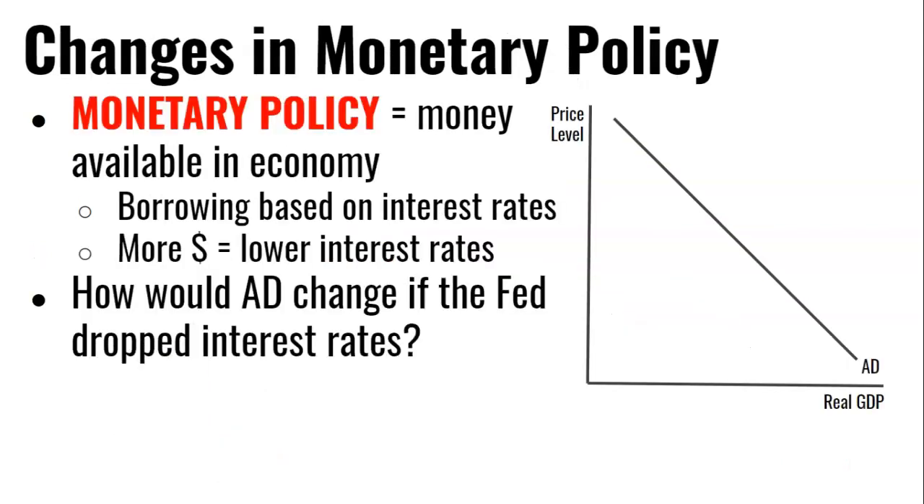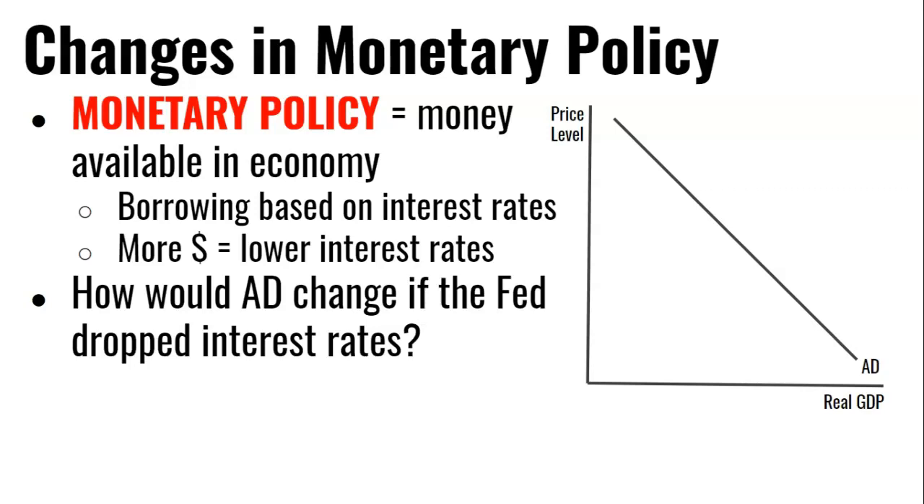The last component here is monetary policy, and that has to do with how much money is available in the economy. That policy is driven by the Federal Reserve, which again we'll talk about a little later in Unit 3 and 4. But for now, monetary policy is basically about how much money is in the system, in the banking system, and that impacts interest rates. The more money you put into the banking system, the lower interest rates will be.